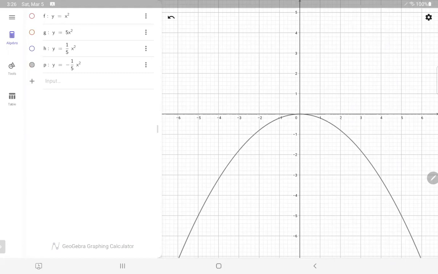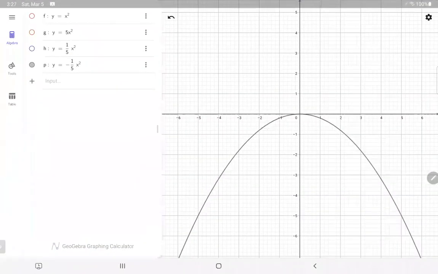The reason is why? What is the difference between the coefficient of the previous one and this one? What is the difference? It's the negative, right? So if the coefficient of x squared is negative, the parabola is going to be what? Opens down. If the coefficient is positive, it's going to open up. Make sense?